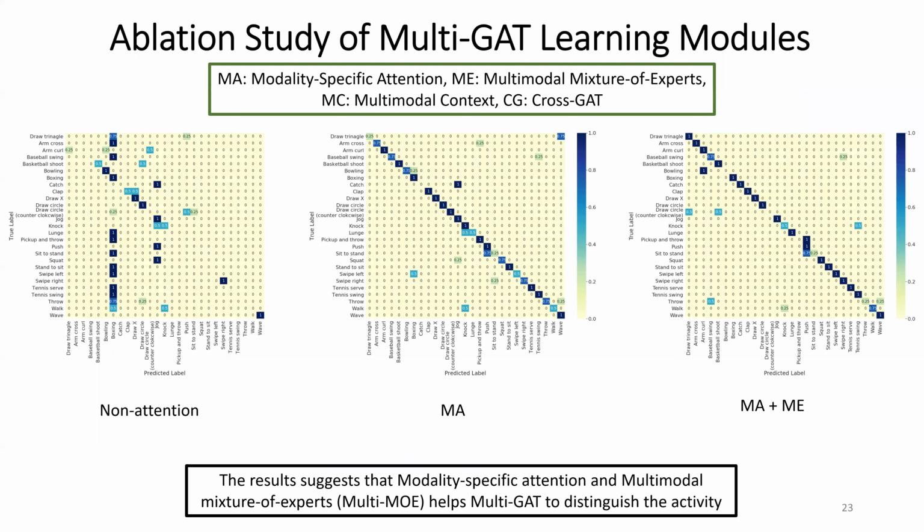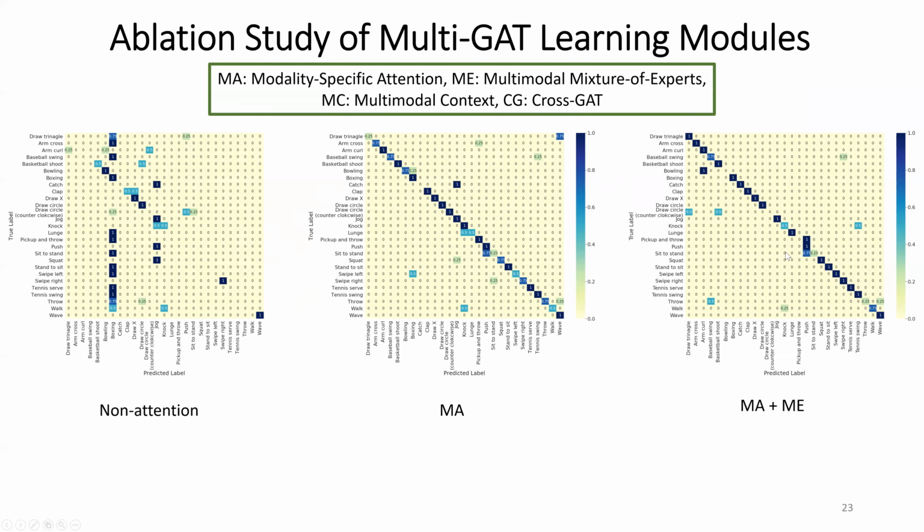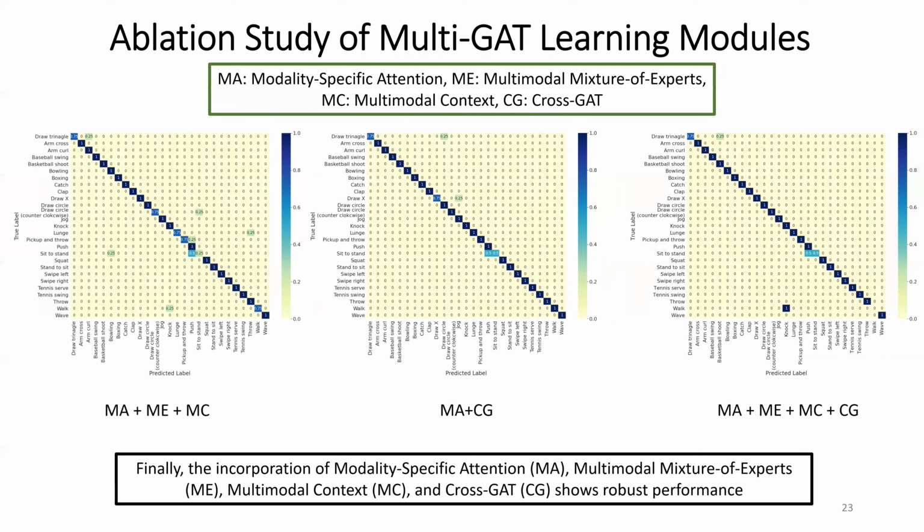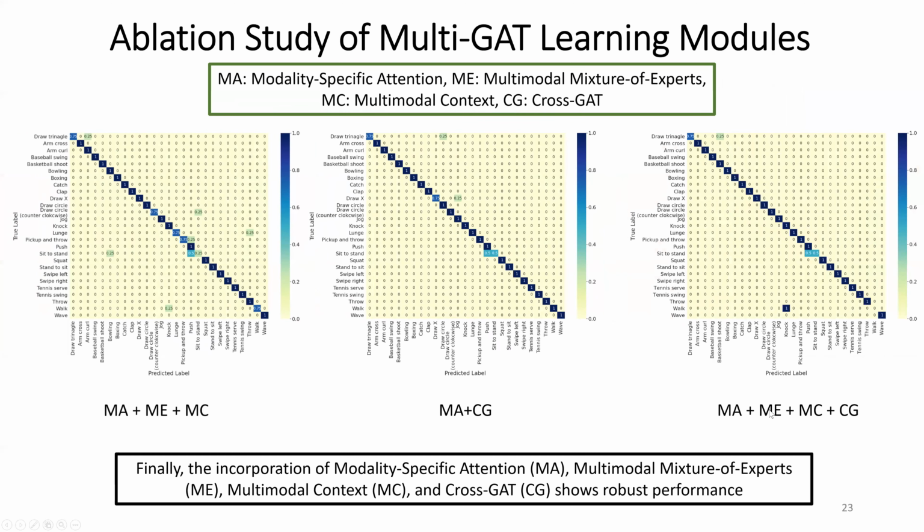We also conduct an evaluation study on the confusion matrix, and it is noticeable that when we introduce the modality-specific attention and the multimodal mixture of expert, it effectively reduces the errors. Then when we introduce the cross-graphical attention approach, it further improves the performance. And most importantly, when we use all of the modality-specific features, the multimodal mixture of expert, and the cross-graphical attention, it helps to improve the performance.